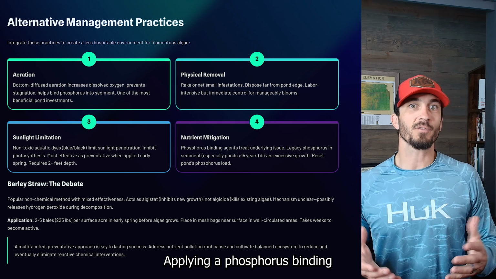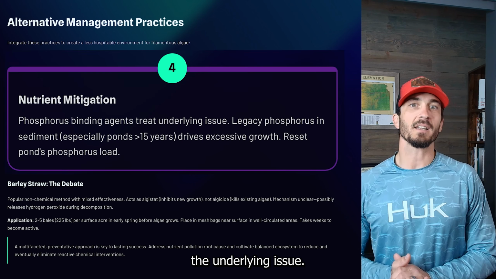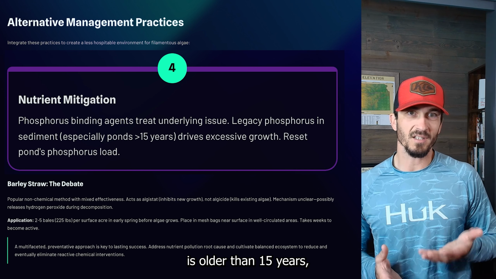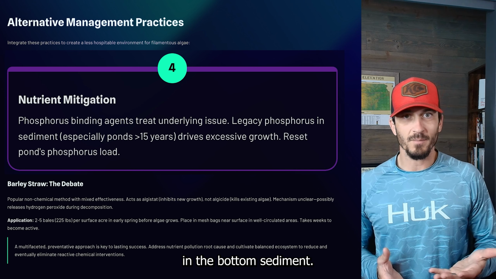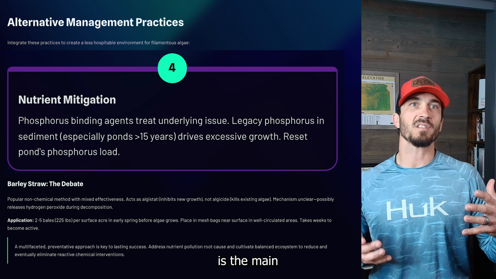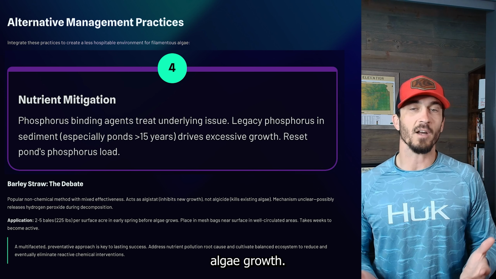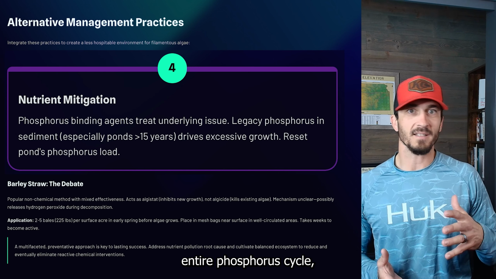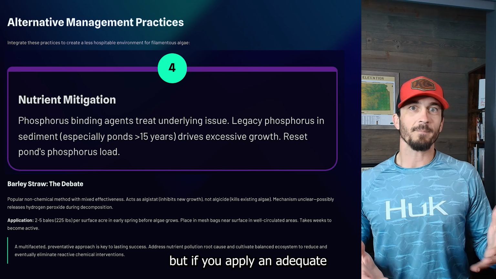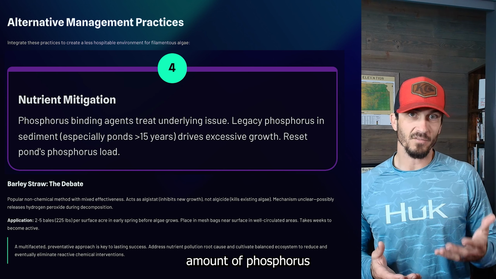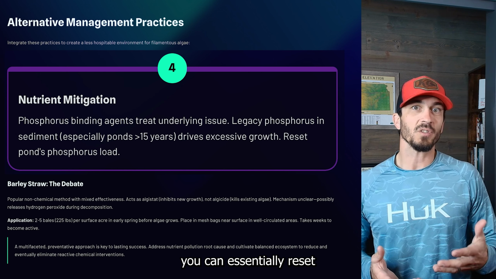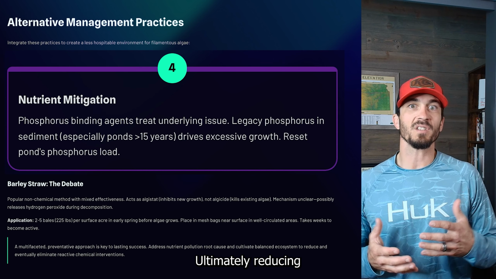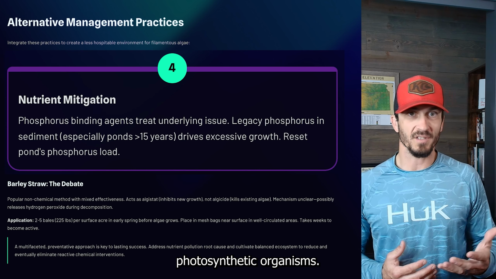Applying a phosphorus binding agent treats the underlying issue, legacy phosphorus. Especially if your pond is older than 15 years, it builds up in the bottom sediment. This accumulation of phosphorus is the main driver of excessive algae growth. I won't go into very much detail about the entire phosphorus cycle, but if you apply an adequate amount of phosphorus binding agent, you can essentially reset your pond's phosphorus load, ultimately reducing the density of all photosynthetic organisms.